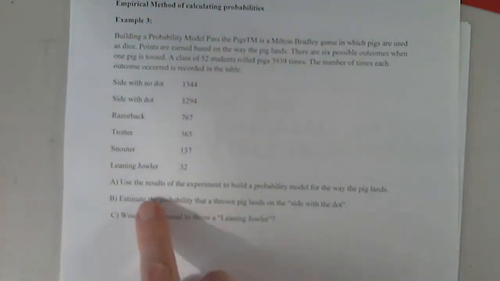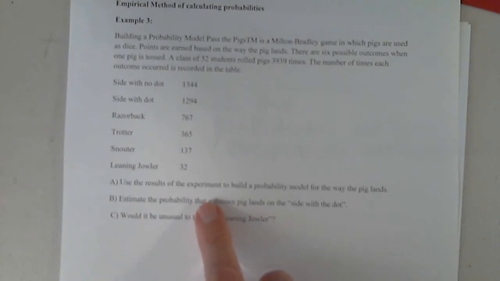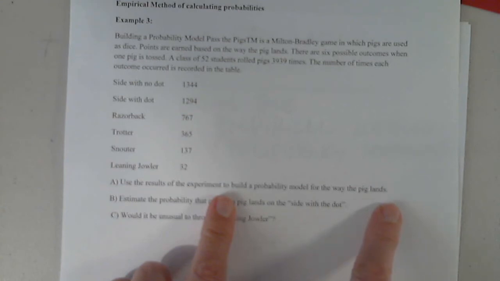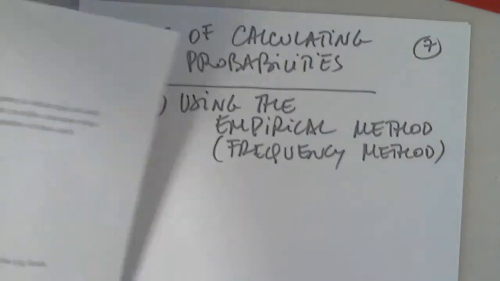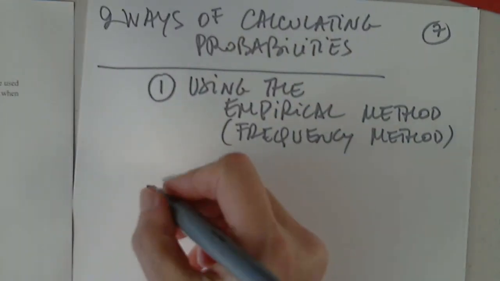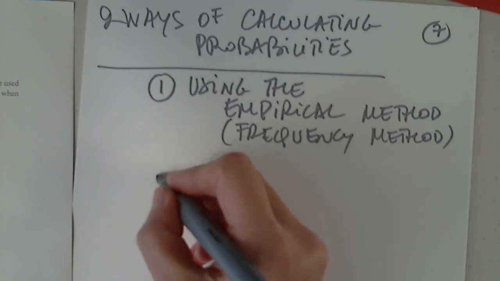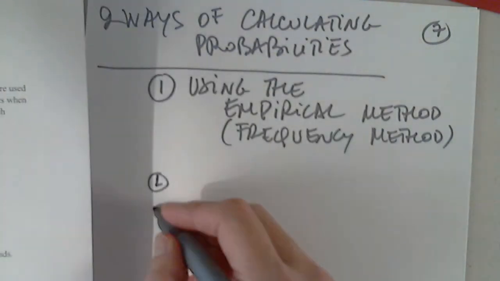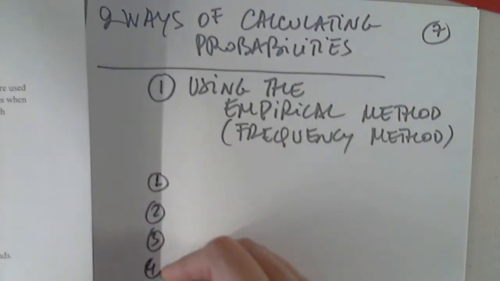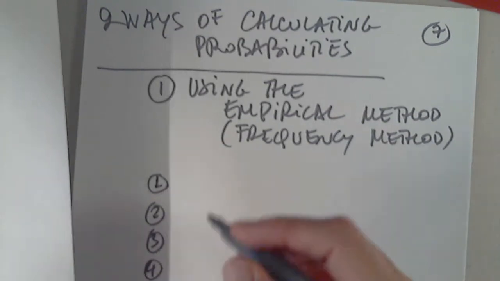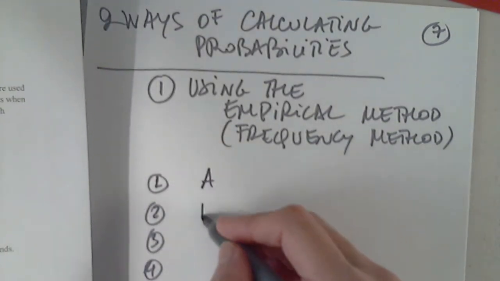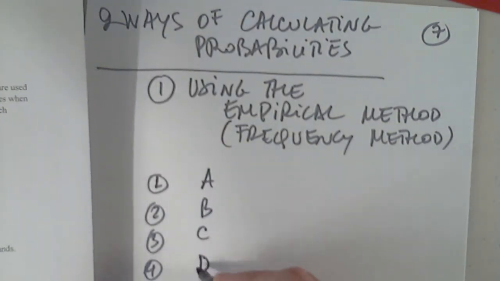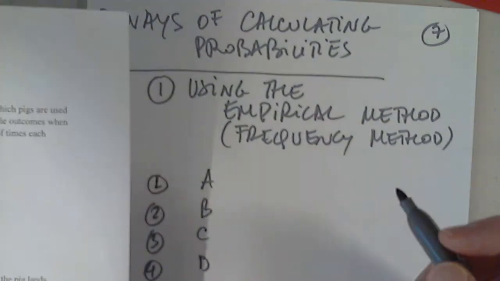Fine. Use the results of this experiment, it's an experiment, right, to build a probability model for the way the pig lands. Fine. So then we have, I'm just going to label them 1, 2, 3, 4, 5, 6. So event A if you want, event B, C, D, E, and F.